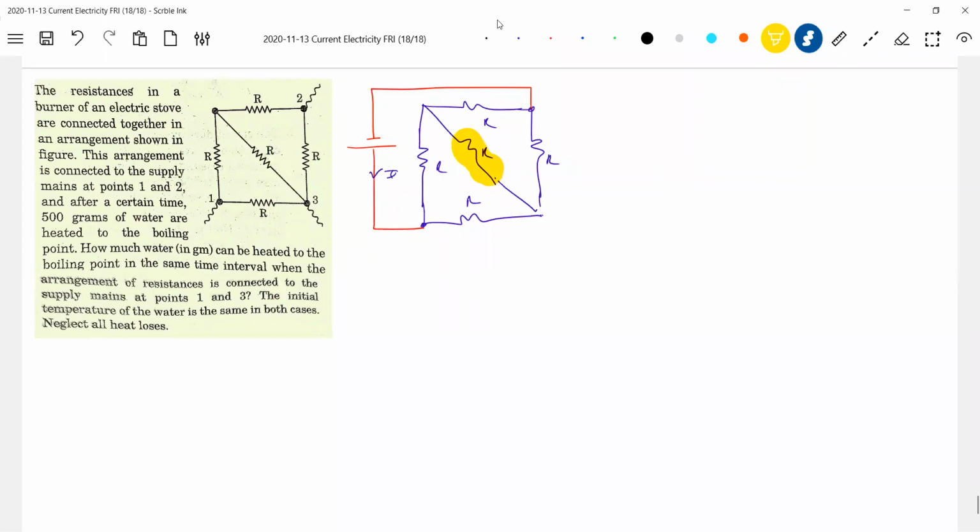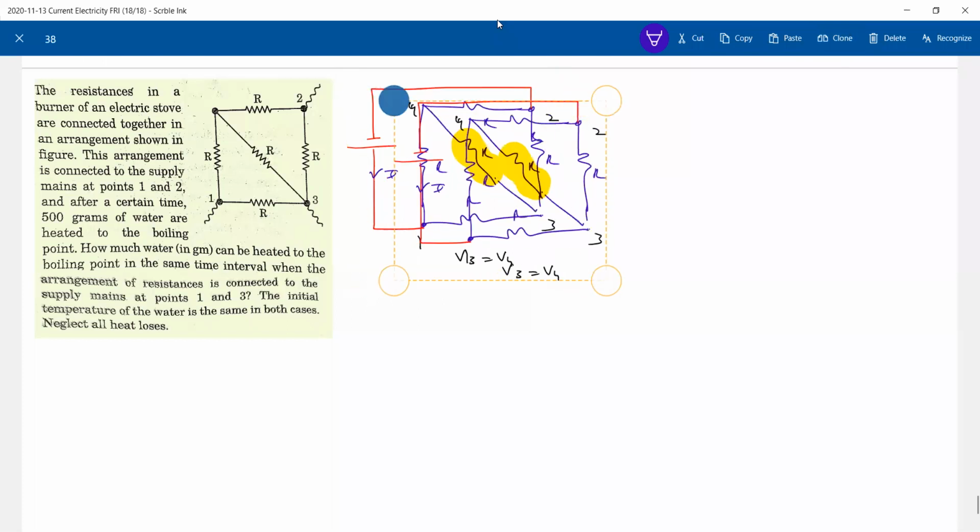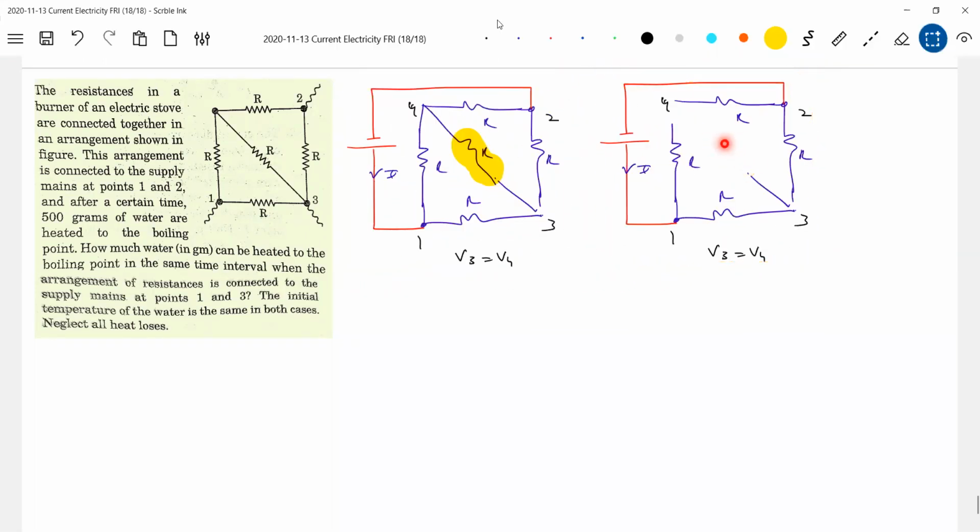If I remove that R, this is point 1, 2, 3, and 4. So one thing I'm very sure of is what? V3 equals V4 from the V2 network. Then if I remove this, what is the 2R parallel total effective resistance? What the cell will see is only R.